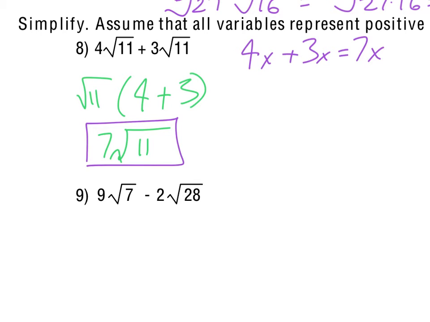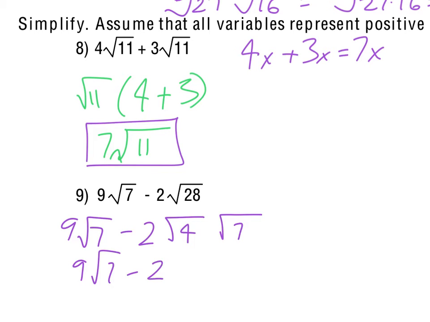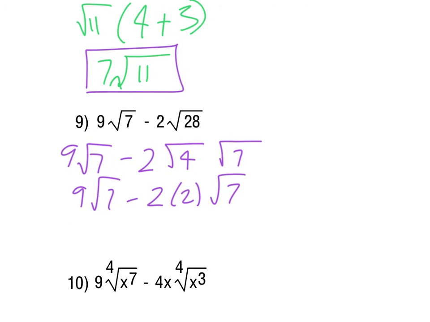Number 9 is a little different. We've got 9 square roots of 7 minus 2 square roots of 28. Now the square root of 28 will reduce, so we want to do that before trying anything else. That 9 square roots of 7, we're just going to leave alone for now. Square root of 28 reduces as a 4 and 7. We'd use the 4 and 7 because, of course, 4 is a perfect square. Square root of 4 would be 2. We already have a 2 out there, so we multiply those 2's together.